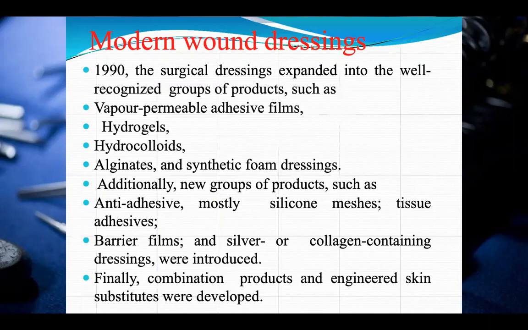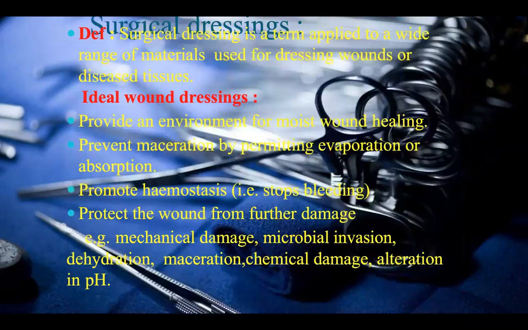Finally, combination products and engineered skin substitutes were developed. After that, nowadays, these modern things are also added in surgical dressings. So, the definition: surgical dressing is a term applied to a wide range of materials used for dressing wounds or diseased tissues. These dressings are applied over the wounds.